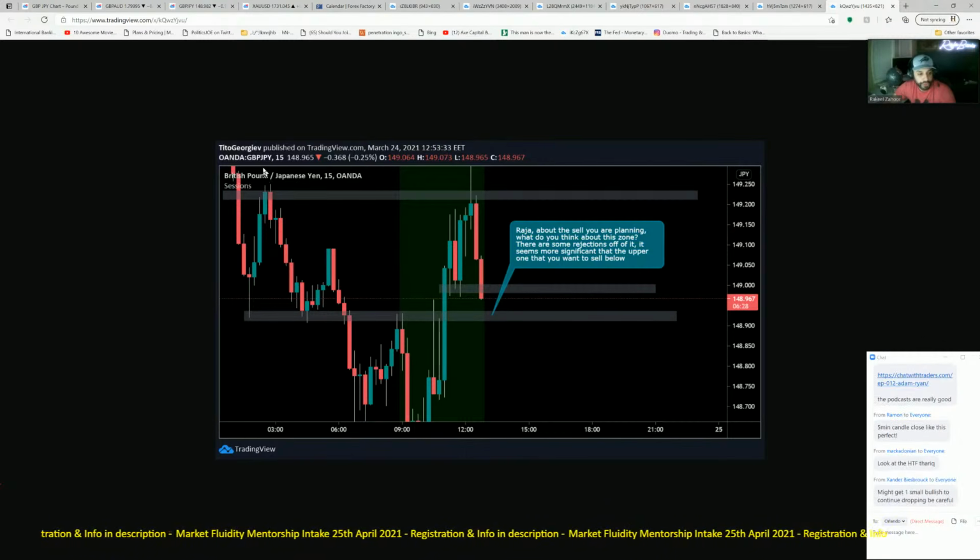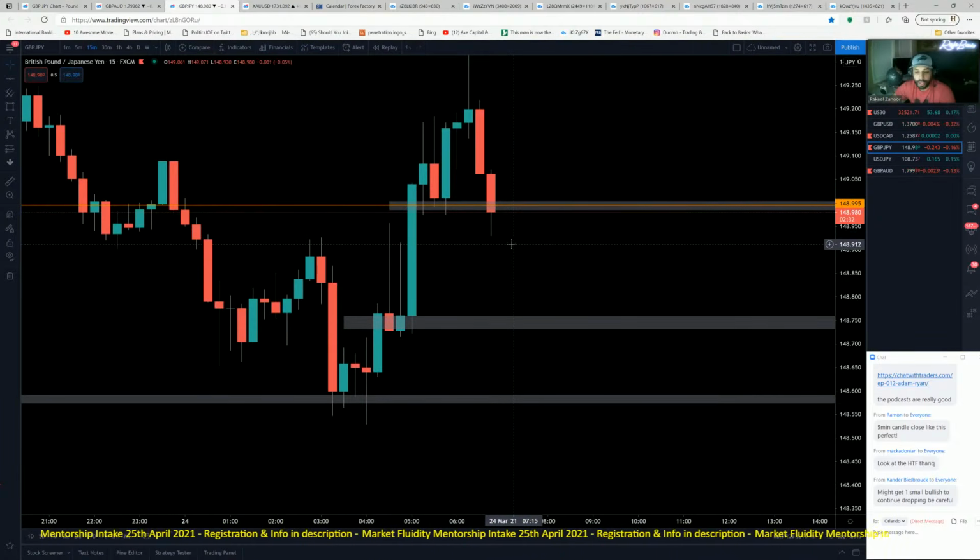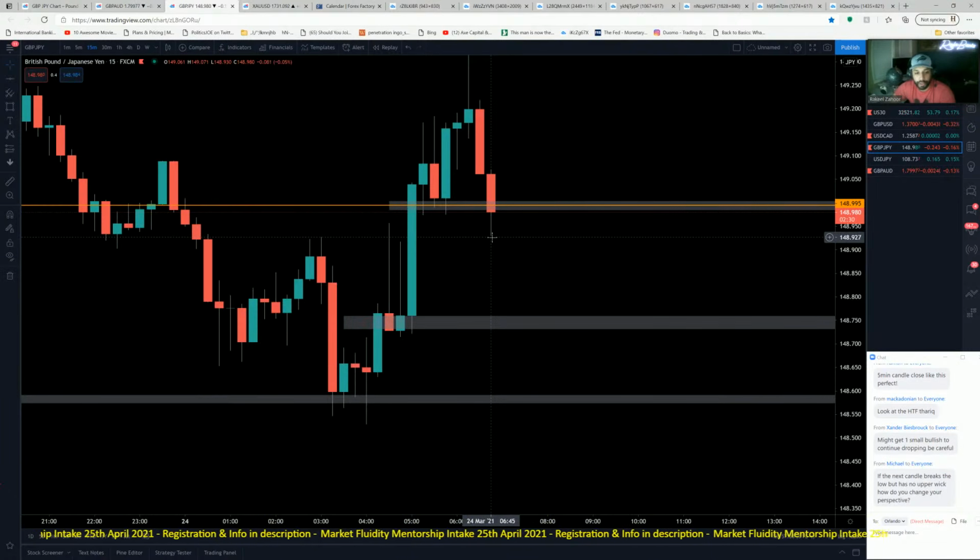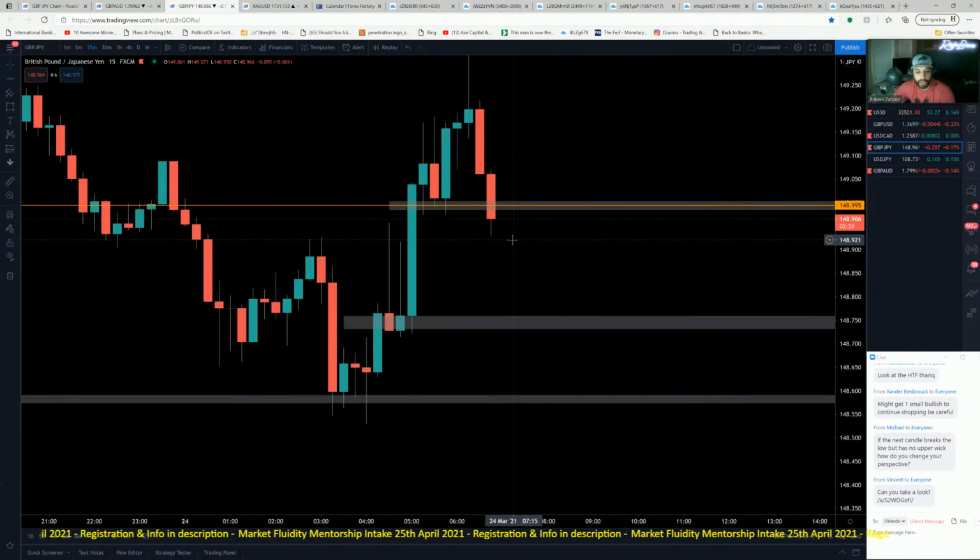All right, what's this here? Pound yen, 15 minute. What about planning to sell the zone? No, that doesn't matter to me right now, because I'm going to take a sell once we break below this low over here. Then I'm going to take the sell, and that's going to ensure that we're breaking through this area here as well. So which is why I'm not taking an impulse entry right here.